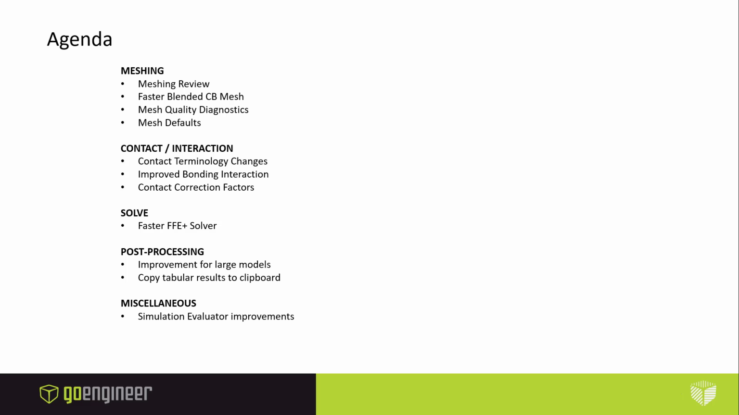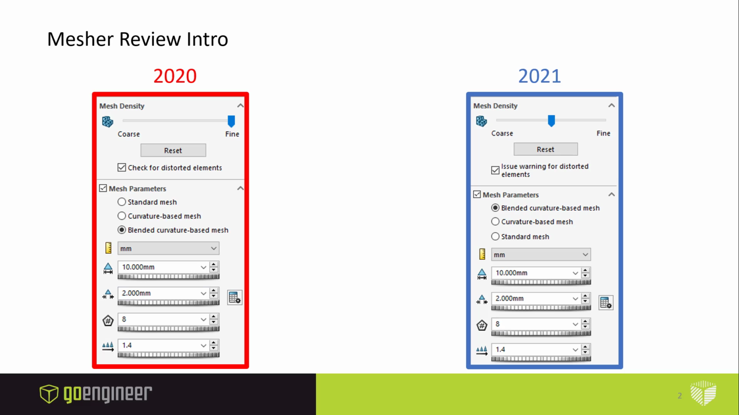I'll start by discussing enhancements to meshing, such as the faster blended mesher and a mesh quality tool to help speed up your simulations. Then I'll discuss some of the bonded and contact improvements to make them easier to run. Then I'll turn it over to Erick, who will cover the faster FFE solver and some post-processing improvements that will make it faster and easier for users to get the answers they need. Since many of the enhancements in SOLIDWORKS Simulation 2021 are focused around the mesher, it may be best for me to review the types of meshers and also different mesh quality metrics.